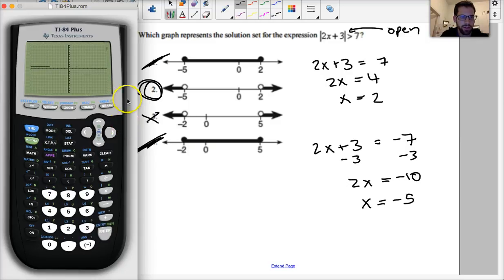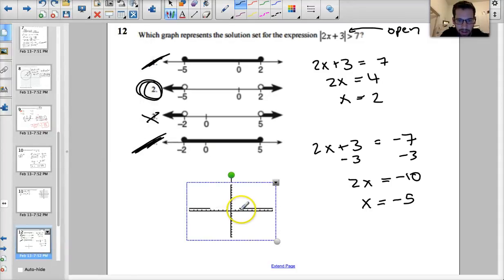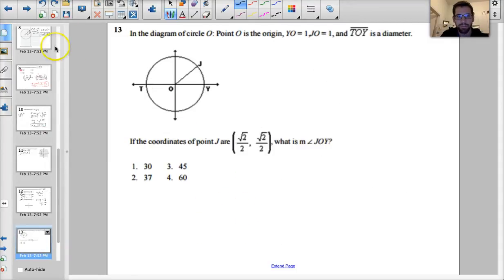And sure enough, it looks like I'm shading out, and it looks like I've got a +2 right here and a -5 right there, so I'm feeling good. All right, 13. Here it's asking me for the coordinates of x and y, so it's asking me for the measure of JOY. One thing that I'm noticing is that my x and my y coordinates are the same. They're both radical 2/2.